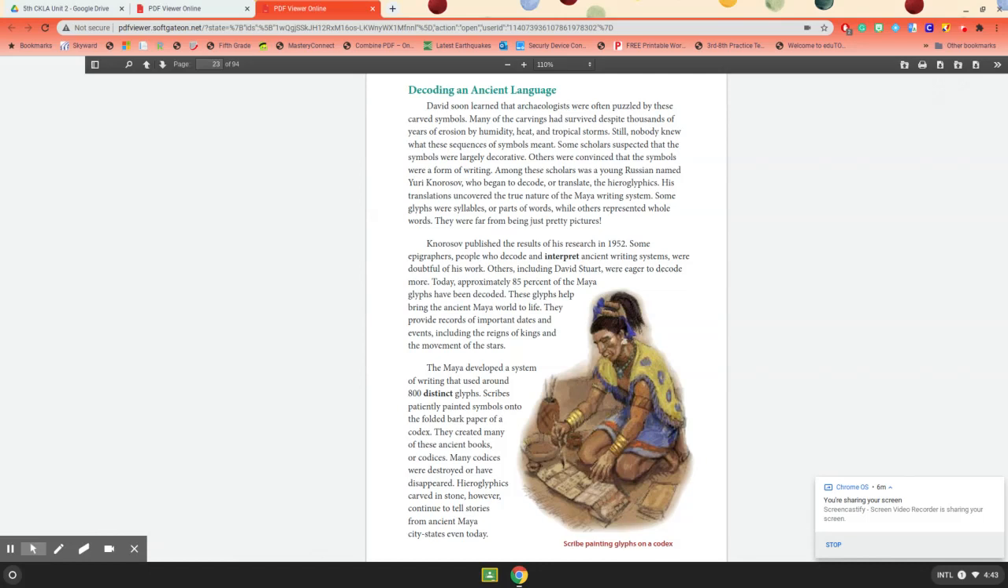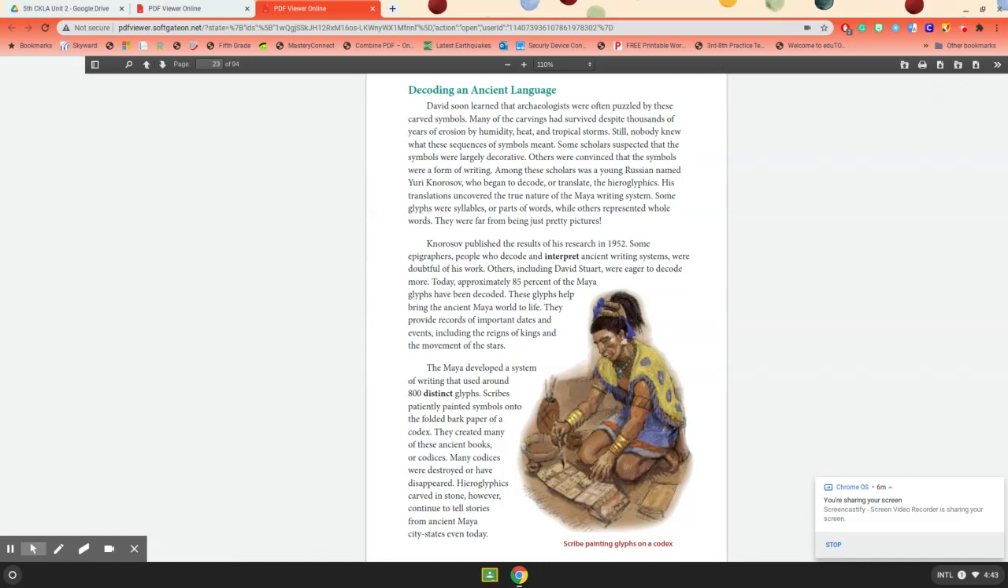So the epigraphers, Yuri Knorozov and David Stewart and many others, spent years to decode and interpret the Maya glyphs. Why do you think their work is so important? Why would we need someone to decode a language that we don't know? Well, it can help uncover the true nature behind the Maya writing system. It can help bring the history of the Maya to life. It can provide information on dates, on people, and it can tell the story of the ancient civilizations.